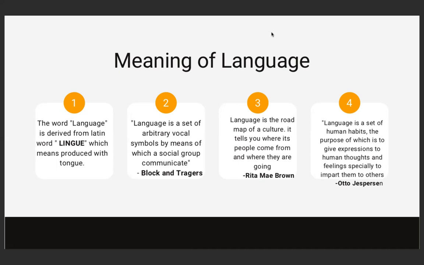So if we want to learn any culture, first we need to learn about their language, because language tells us about the culture. That's why she said that language is a roadmap of culture. We cannot understand a culture without knowing their language. If we want to communicate or interact with the culture of a language speaker, we must know their language.